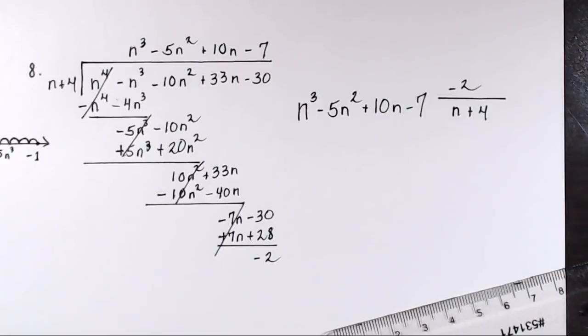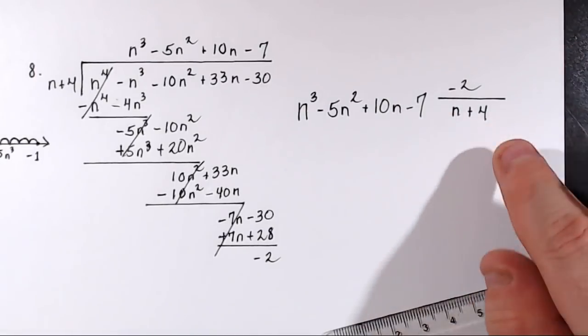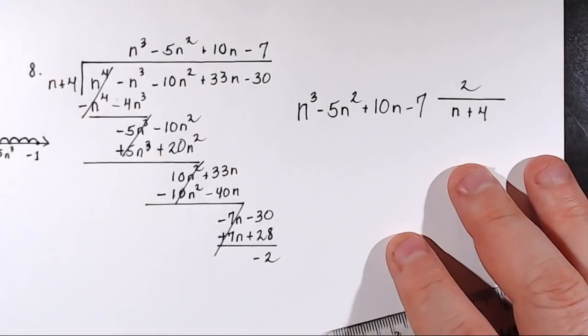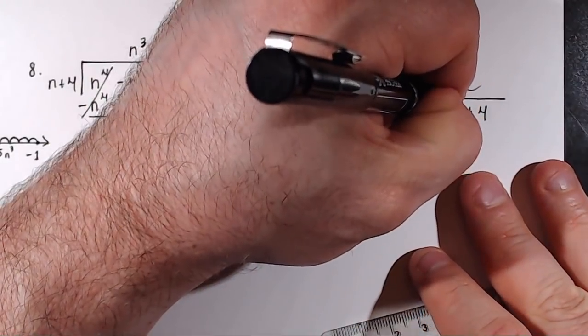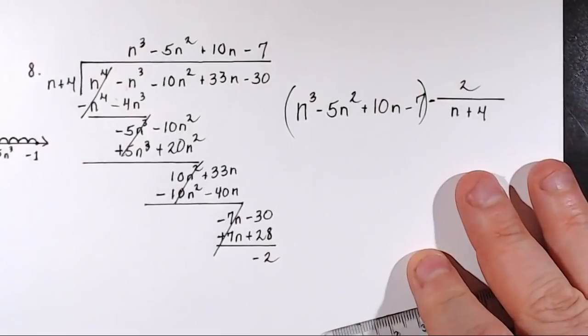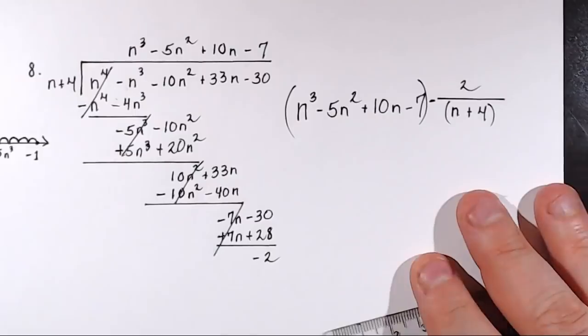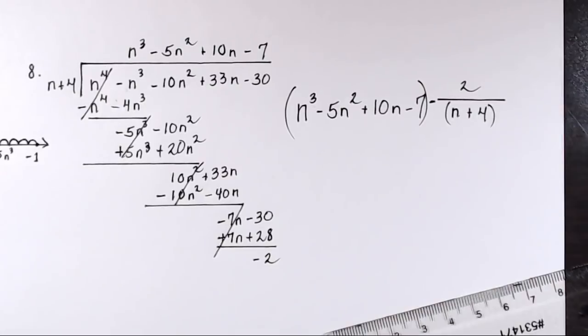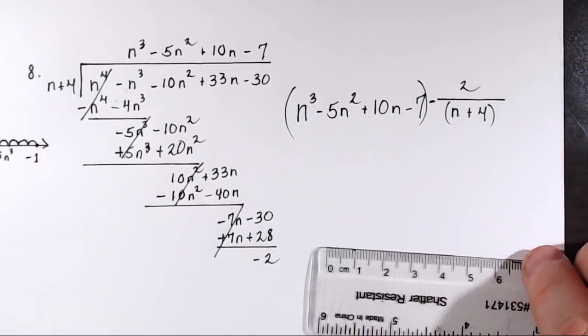And in order to preserve that we are in fact subtracting out 2 over n plus 4, what you could often do is move the minus sign here in front of the fraction. If you put this in parentheses, it makes it more obvious. So what this is saying is n cubed minus 5n squared plus 10n minus 7 minus 2 over n plus 4. Kind of makes the language a little bit more clear. Okay, and that's number 8.